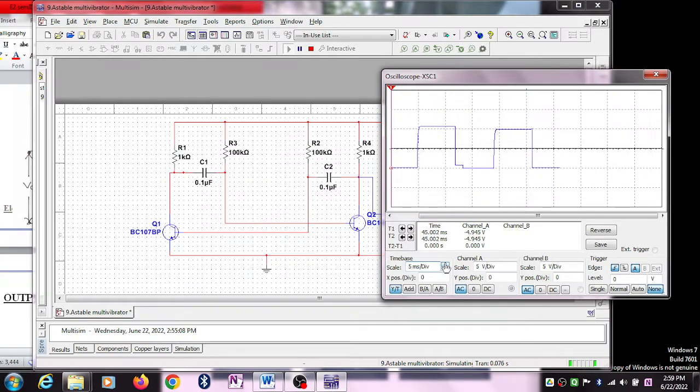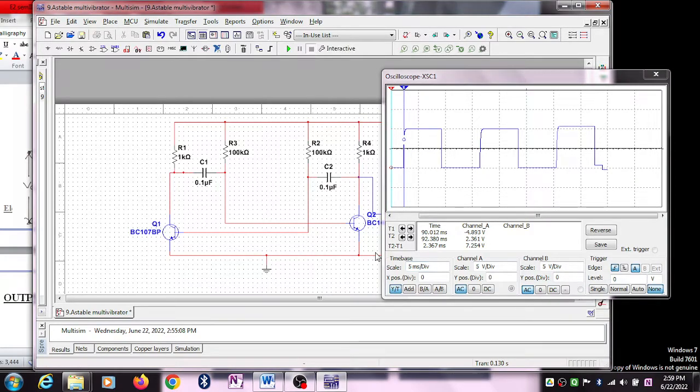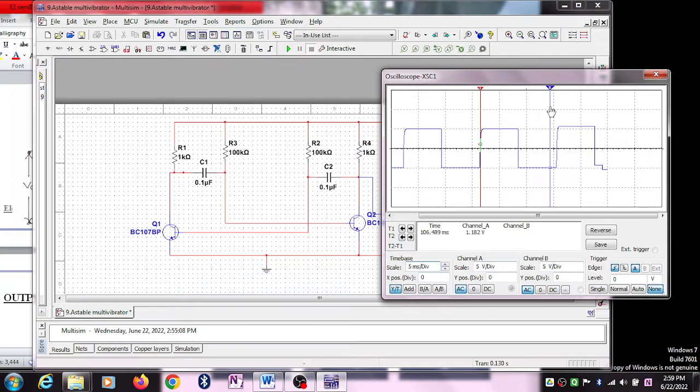Slight distortion is coming. I will just see that. So T1. Then T2. See, if I make this T1 and T2, it is positive. If you make this T1 and this T2, it is negative. So this is 14 milliseconds. Again, calculate 0.693 RBC and see. There is a change in time period as you change the capacitance.